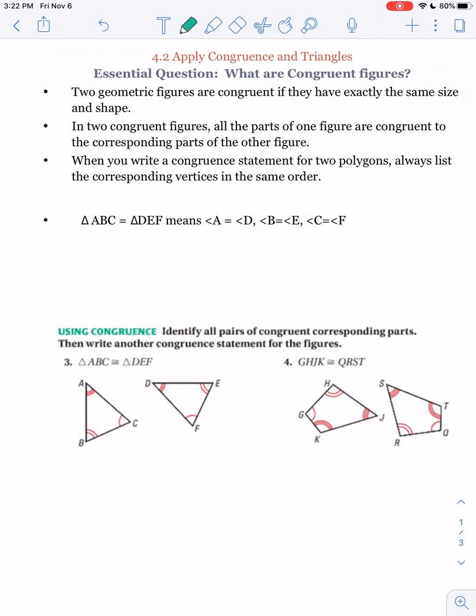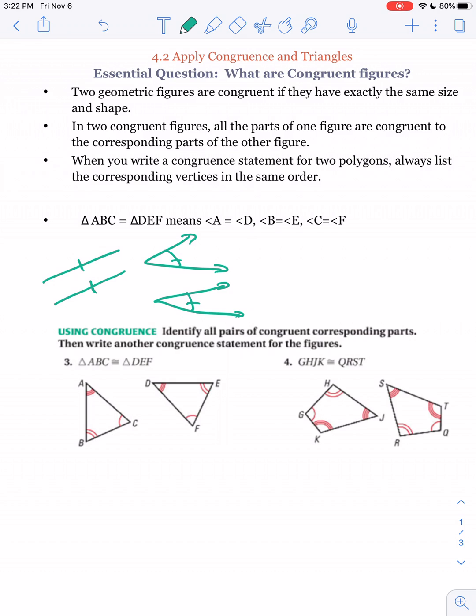This is Honors Geometry Lesson 4.2, Congruence in Triangles. Two geometric figures are congruent if they have exactly the same size and shape. So we've talked about congruent segments. We said two segments are congruent if they have the same length. We've talked about congruent angles, and we said two angles are congruent if they have the same measure. But now we're going to talk about actual geometric figures being congruent.